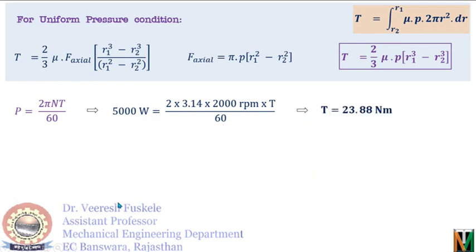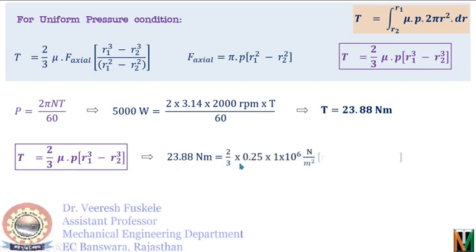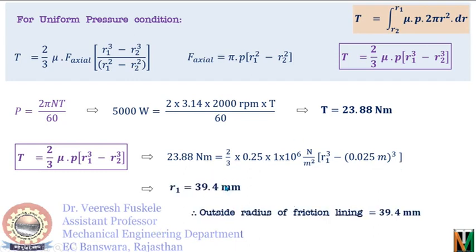Now using this T in this formula we can find out R as follows. We will put the value of T, 2 pi by 3, mu is 0.25, P is given as 1 megapascal, so 1 into 10 raised to power 6 Newton per meter square. Newton per meter square is nothing but Pascal, and for mega we have put the value 10 raised to power 6, and this is R1 cube minus 0.025 meter cube, the inner radius. So this will result in R1 as 39.4 millimeter. So the outer radius of friction lining is 39.4 millimeter.